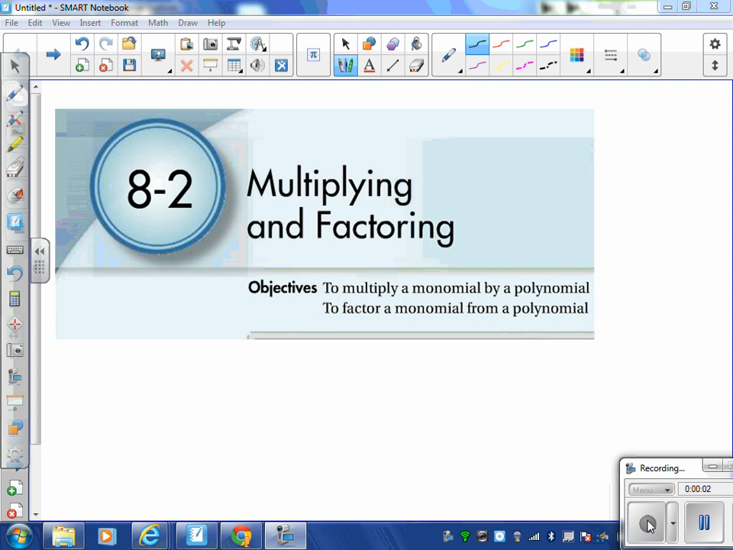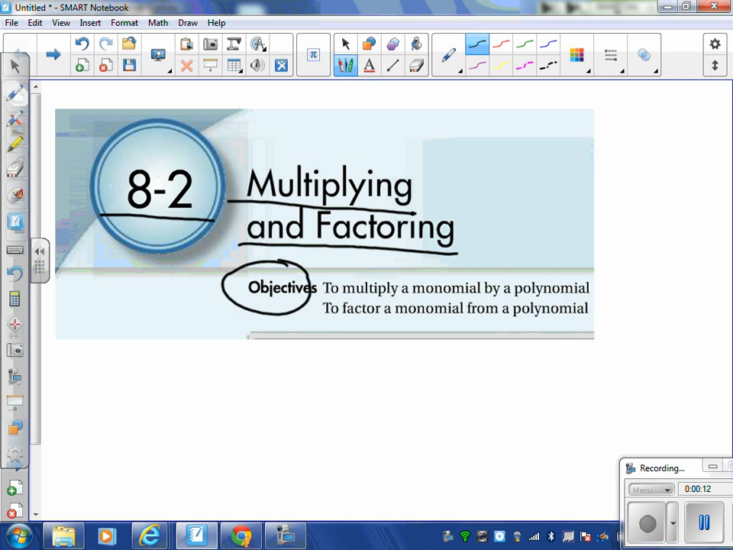The section we're talking about today is section 8.2, multiplying and factoring. The objectives of this section are to multiply a monomial by a polynomial, and to factor a monomial from a polynomial.